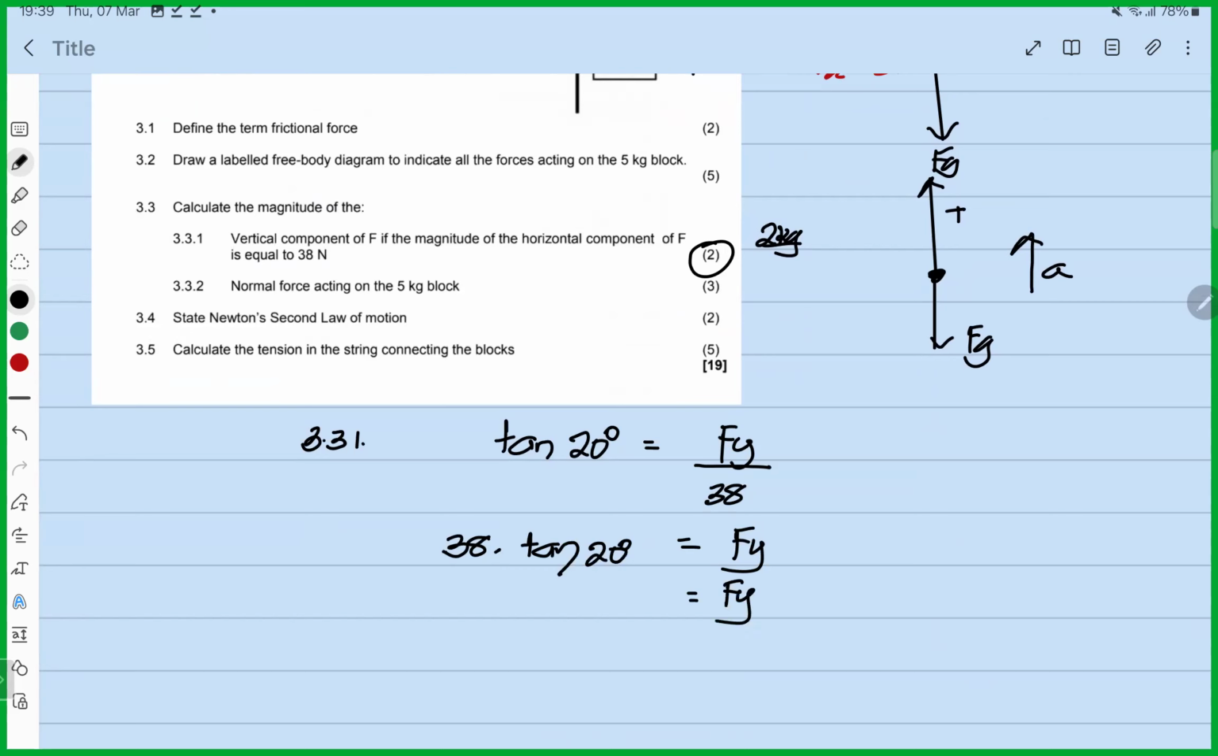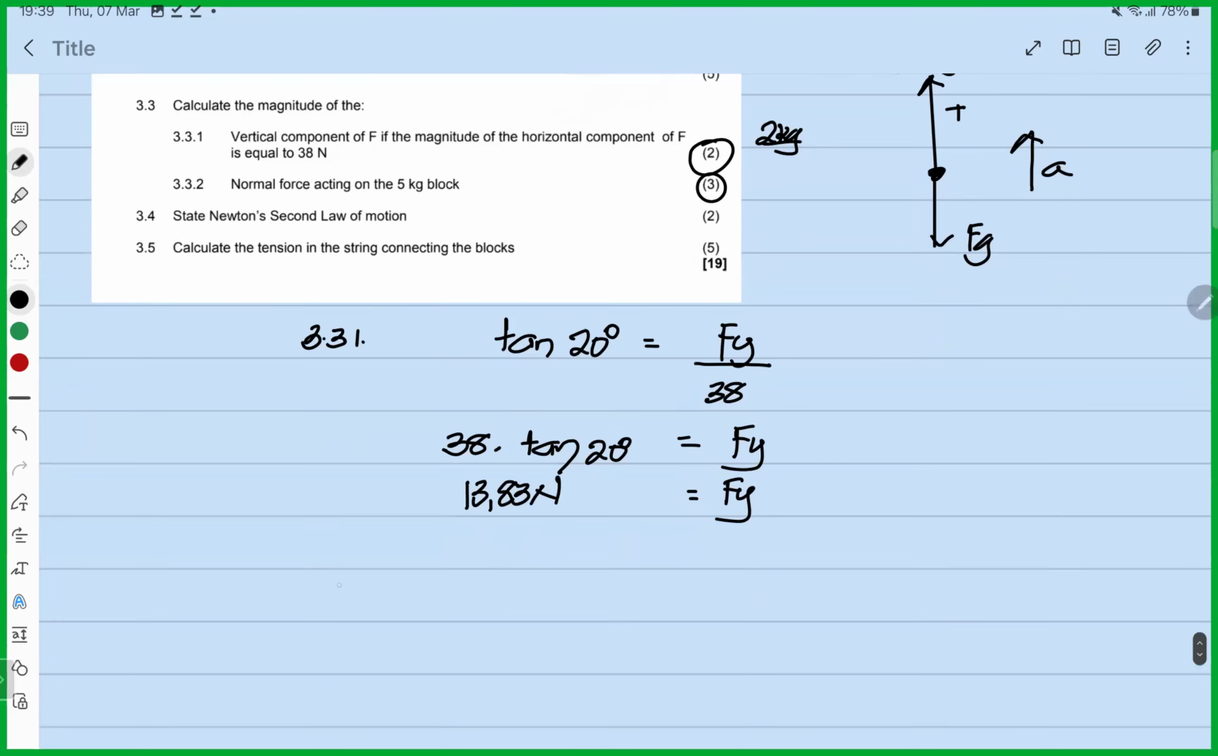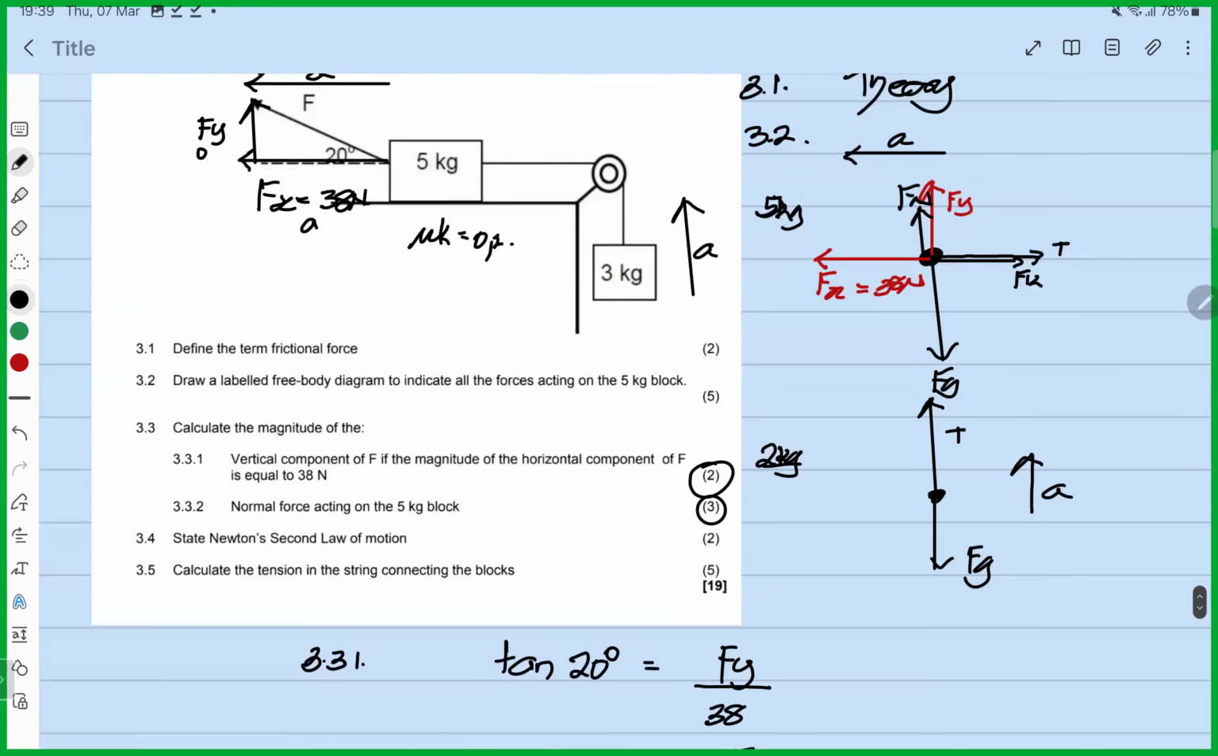What's 38 tan 20, anyone? 13.83. So there's Fy. Okay, so they asked you some nice questions here now. Calculate the normal force on the 5 kilogram. They deliberately went out of their way to do this because they knew learners won't see it. Your normal plus your Fy added together is equal to Fg.